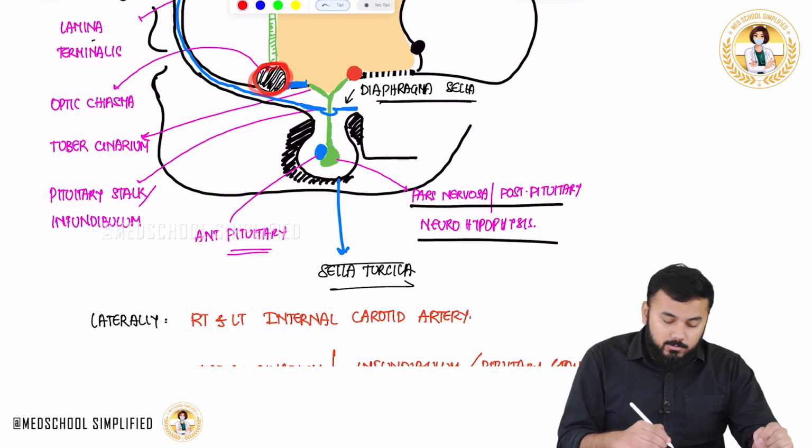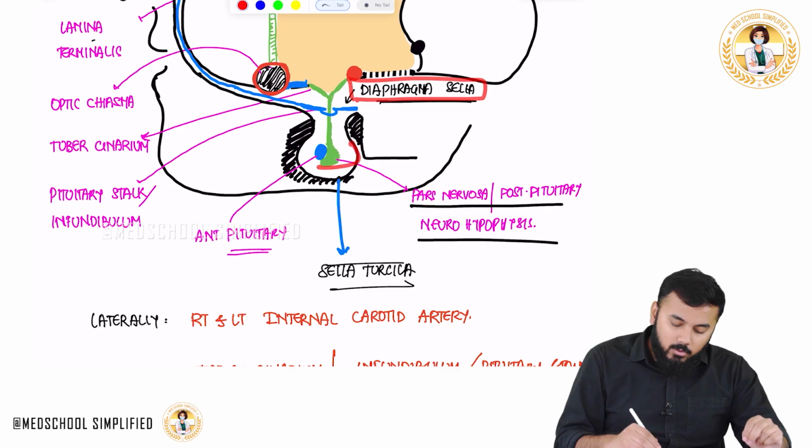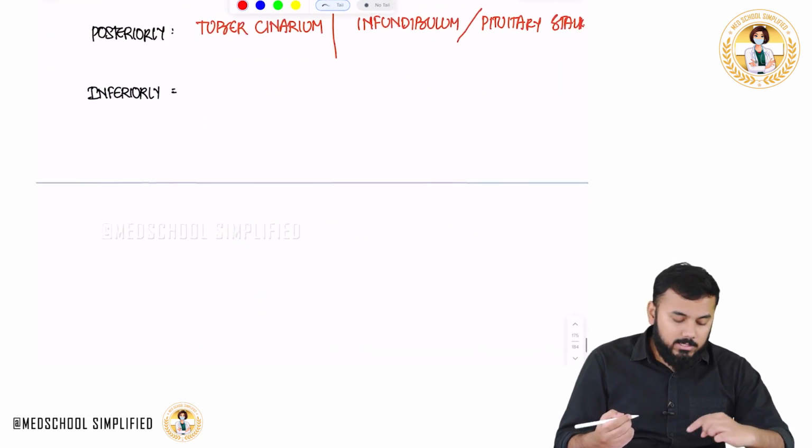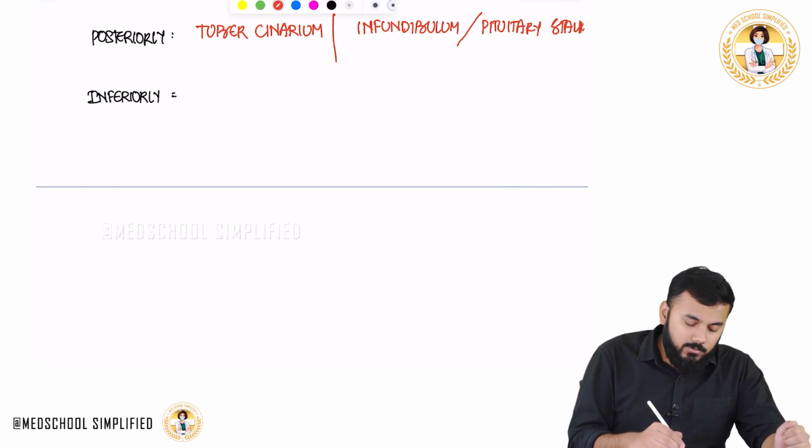So, this is your optic chiasma. Down here, what do you have? Two structures. One is diaphragma cellae, and down here you have got pituitary gland. So, these are the structures that are located inferior to your optic chiasma. What are the two structures inferior? One is called diaphragma cellae.